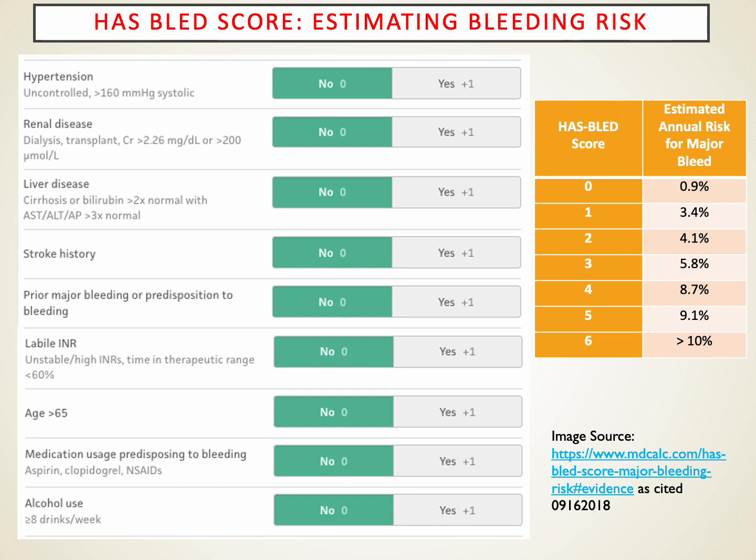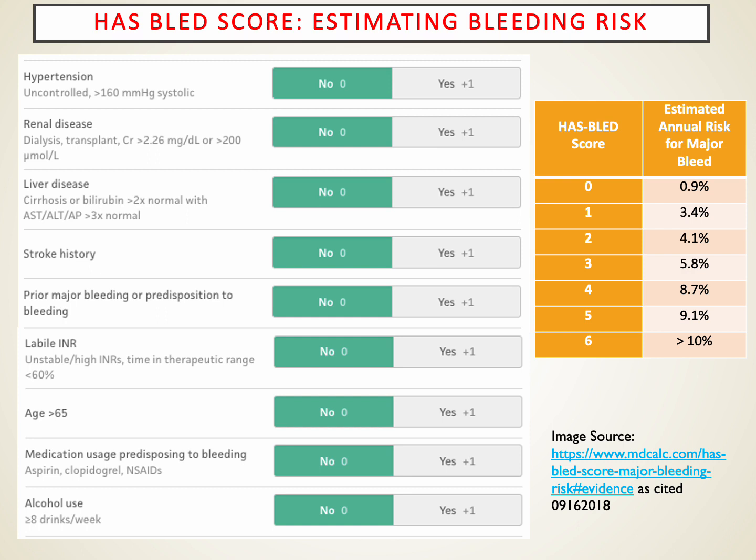So I'm going to add up all of this patient's history. Do they have uncontrolled hypertension? Do they have renal disease? Do they have liver disease? Have they had a stroke history? Have they had any major bleeding episodes or predispositions to bleeding? Is their INR, if they're on Coumadin, labile, all over the map? Are they over 65? Do they have meds that could increase the risk for bleeding, like concurrent aspirin, an antiplatelet, or a nonsteroidal? Do they drink a lot of alcohol? For each of these elements, they get a point.